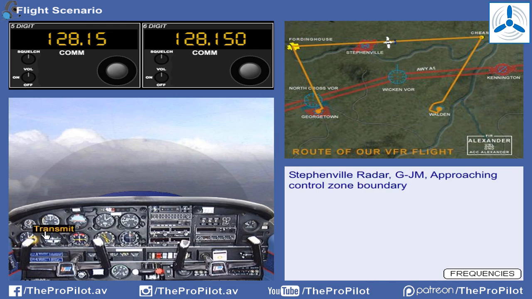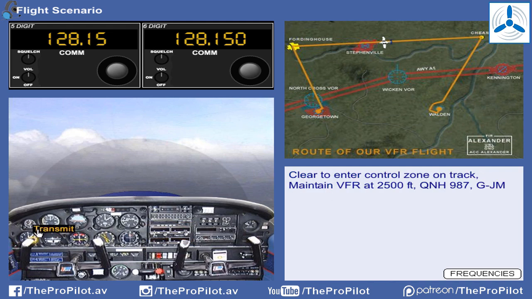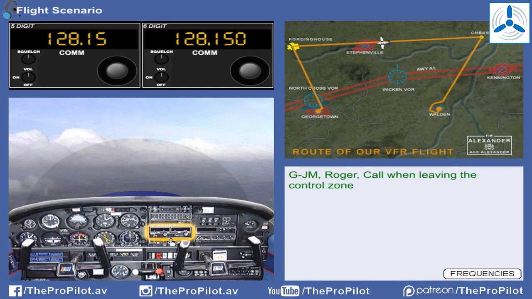Stephenville radar, Golf Juliet Mike, approaching control zone boundary. Golf Juliet Mike, roger. Cleared to enter control zone on track. Maintain VFR at 2,500 feet, QNH 987. Cleared to enter control zone on track. Maintain VFR at 2,500 feet, QNH 987, Golf Juliet Mike. Golf Juliet Mike, roger. Call when leaving the control zone. Wilco, Golf Juliet Mike.